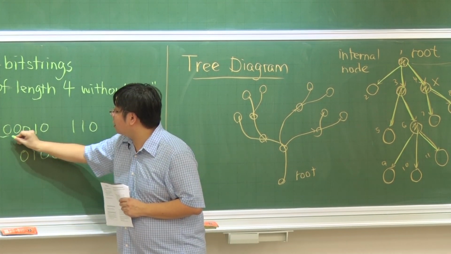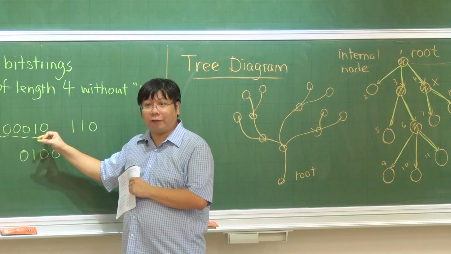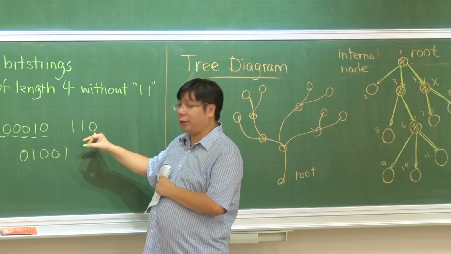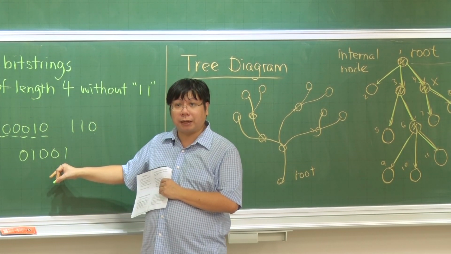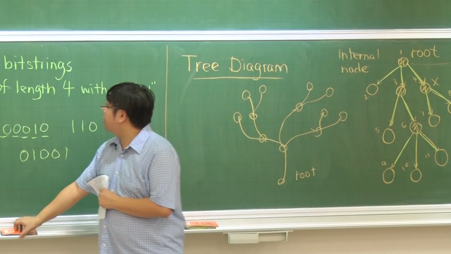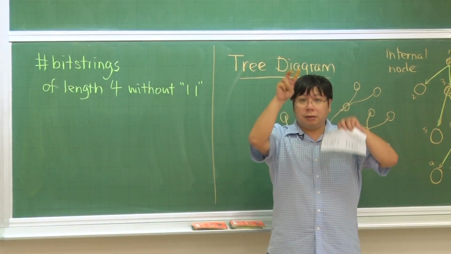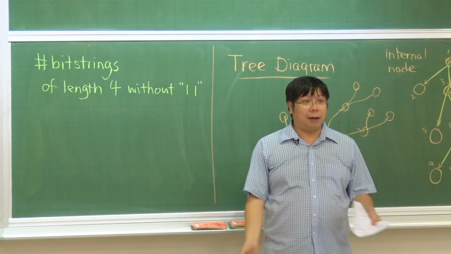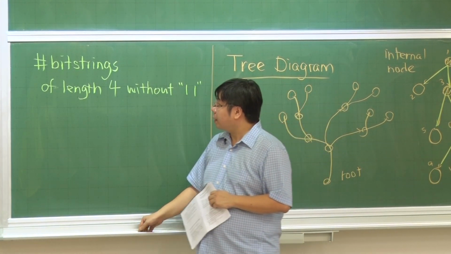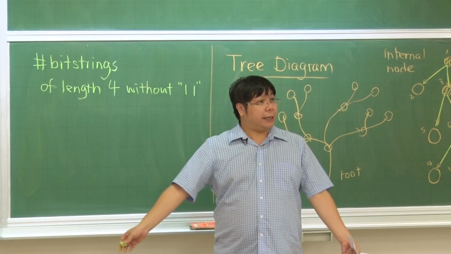So this is 1, 2, 3, 4, 5. This is a 5-bit string. This is a 3-bit bit string, and this is another 5-bit string. Okay? So we want to count the number of bit strings of length 4 without 1 inside. How many are there? One way is to do this.